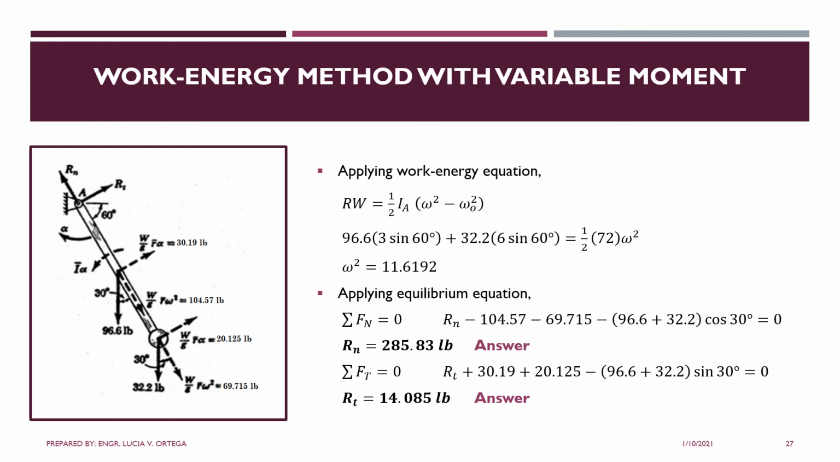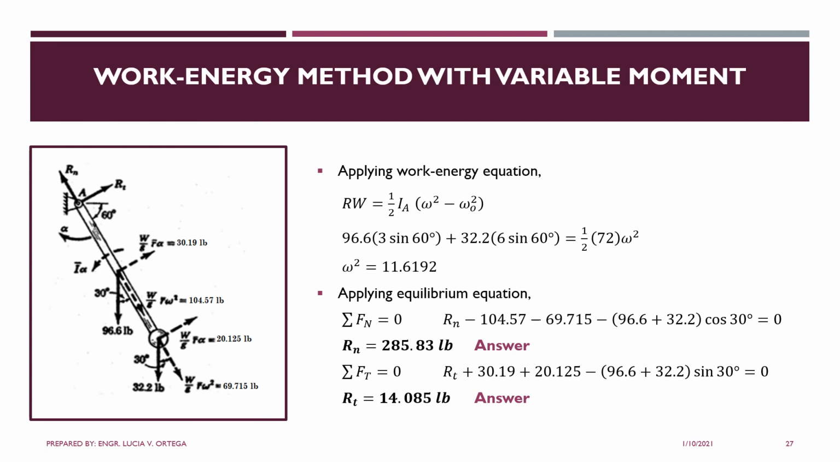Applying the equilibrium equation for this free body diagram, the summation of forces normal in this direction. This is Rn, this is R tangential, R sub T. So Rn minus 104.57 minus 69.75 minus 96.6 plus 32.2. You solve for the components normal to this, that is multiplied by cosine 30 degrees, equals 0. Then you can solve for Rn.